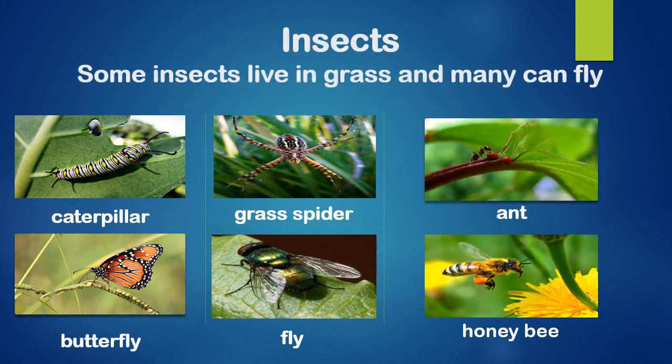Now, let's talk about insects. Dear students, insects are very small animals created by Allah subhanahu wa ta'ala. Some insects live in grass like caterpillar, grass spider, and ant. And many can fly like butterfly, fly, and honeybee.